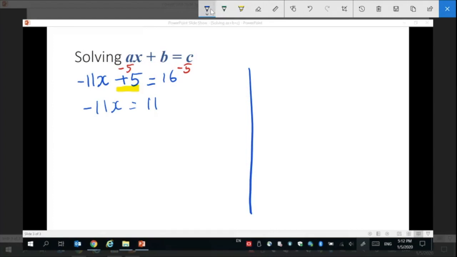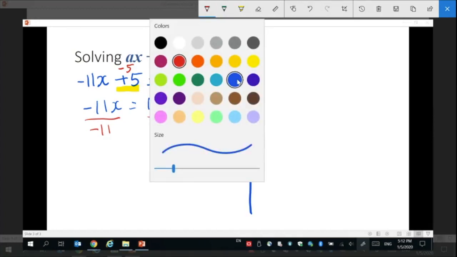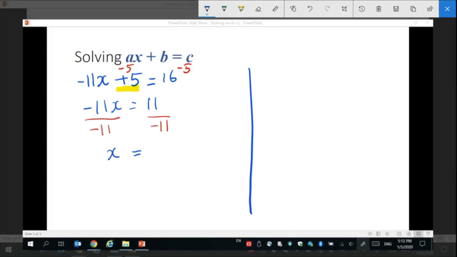Then I divide by negative 11 on both sides. Negative 11 divided by negative 11 is a positive 1. So I'll get a positive 1x, which is also x. 11 divided by negative 11, I'll get a negative 1. So the answer is x equals negative 1.